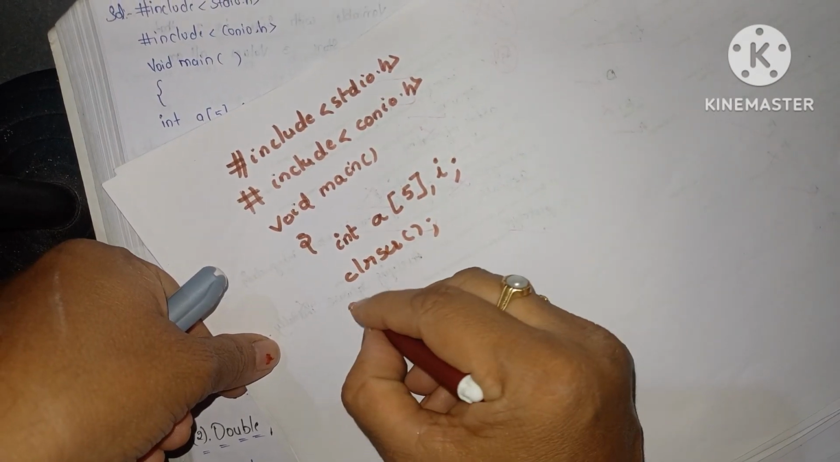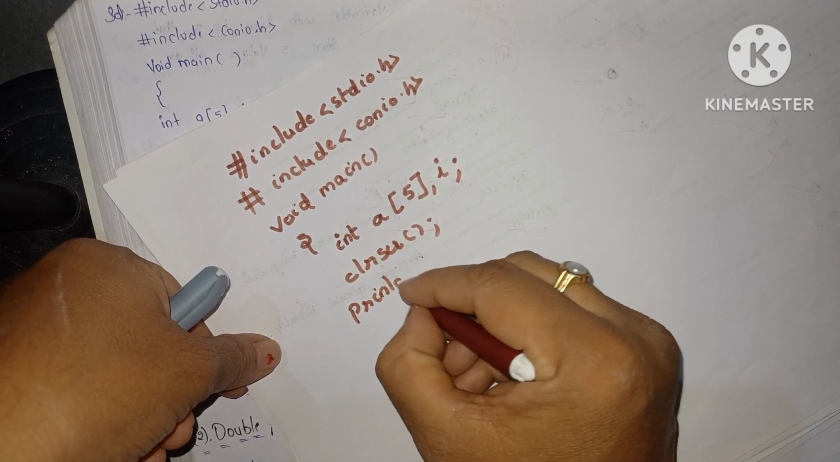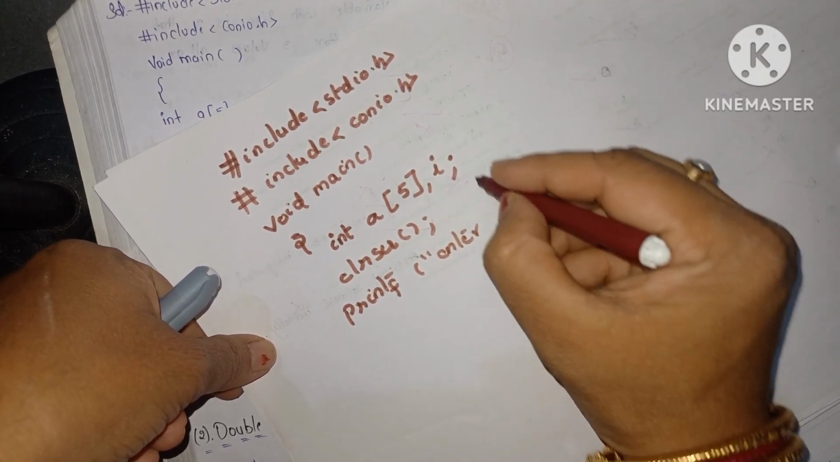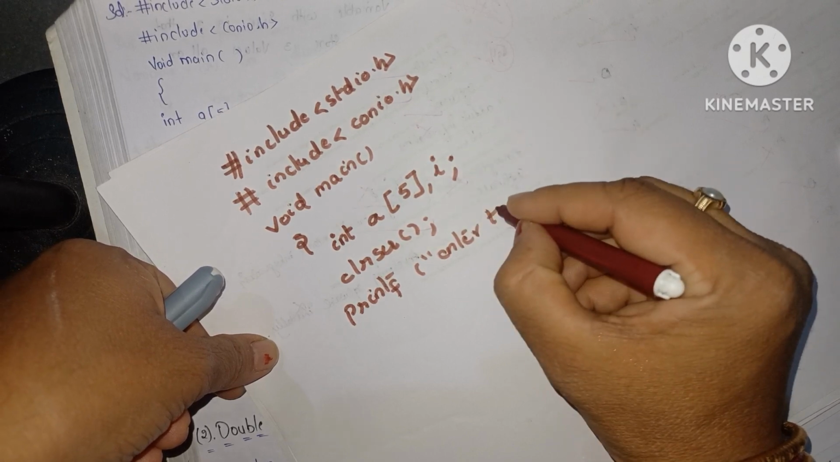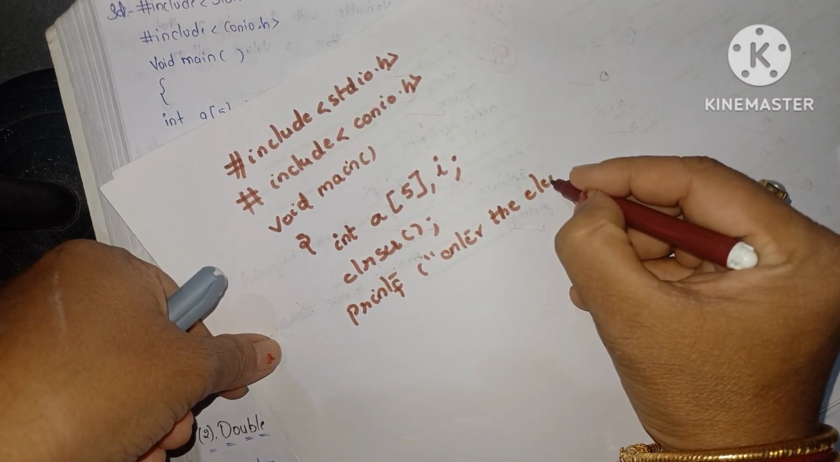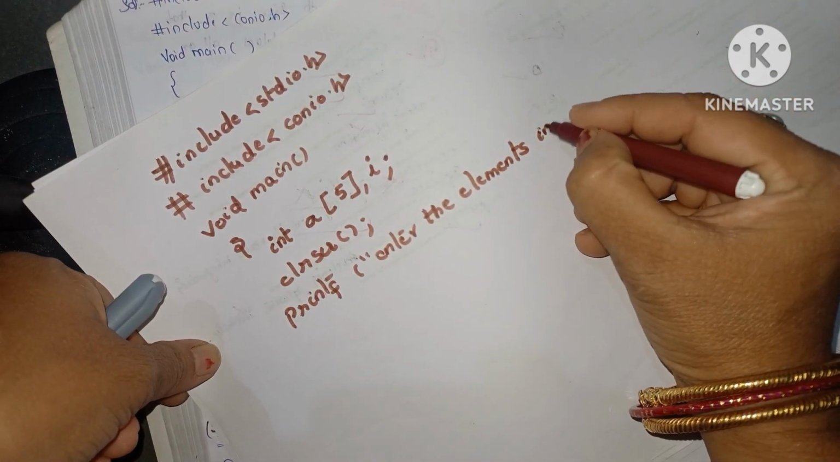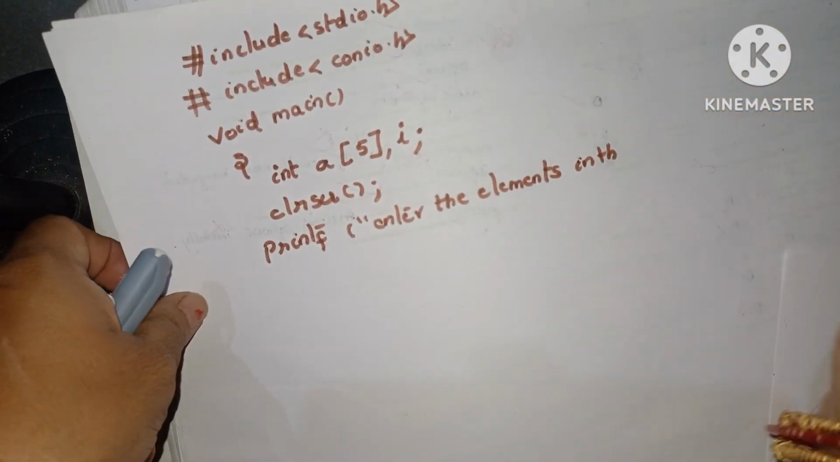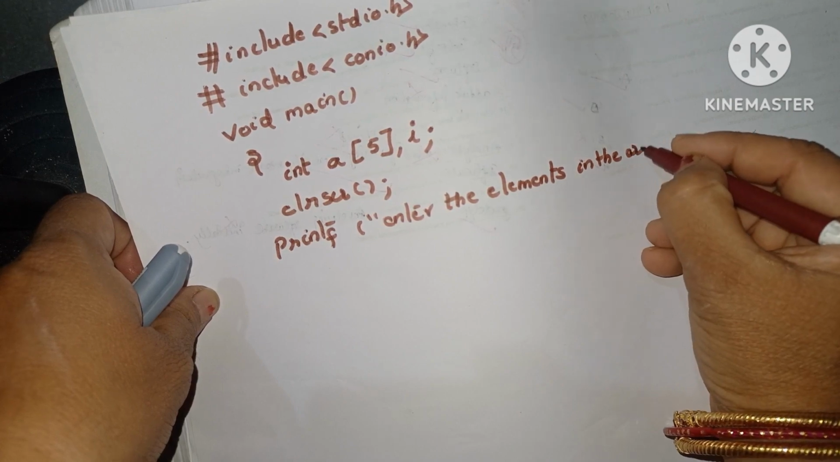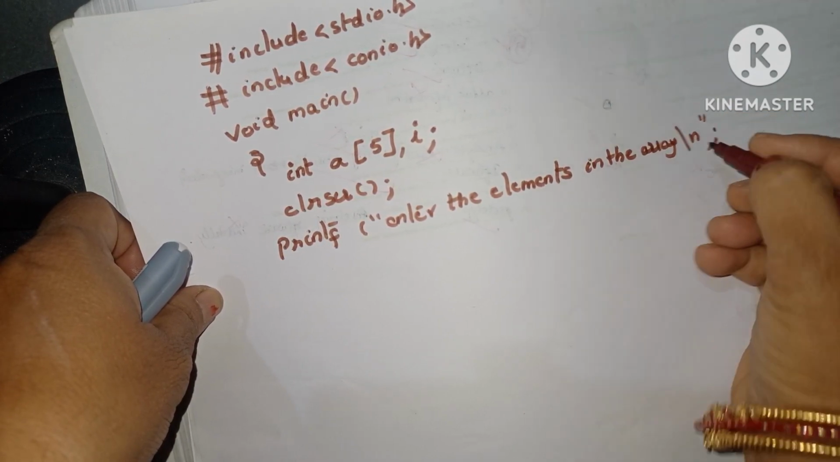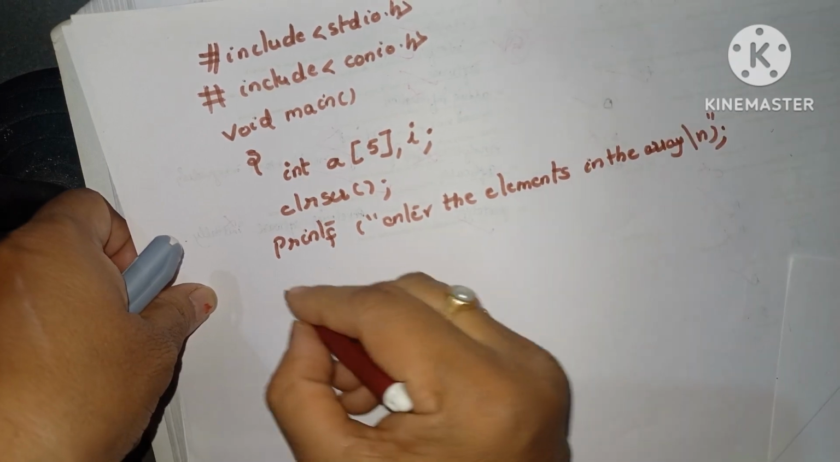Now we have to give some heading, printf, "Enter the elements in the array". Otherwise you can take the size also, but I am taking the elements in the array directly. \n is for entering into a new line.